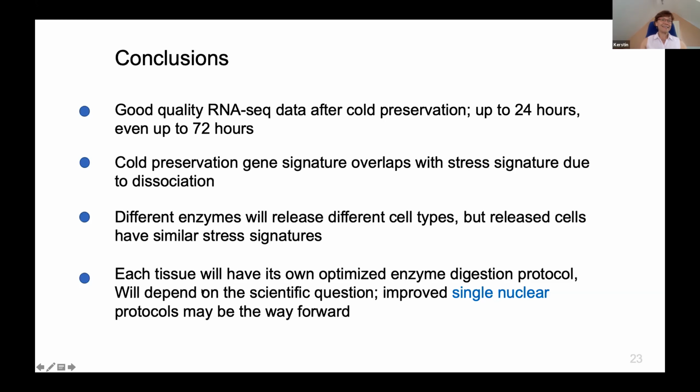And then lastly, this conclusion I think is very obvious to anybody who's worked in the field. At the end of the day, each tissue will really have to have its own optimized protocol, and it will depend very strongly on the exact scientific question that you want to ask. In our lab, we're getting fonder of single nuclear sequencing because really the improvement of the sequencing chemistry to the 3' version 3 has meant that now the single nuclear data is becoming of better quality.